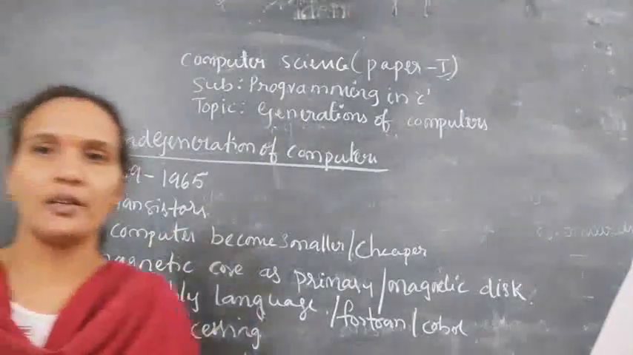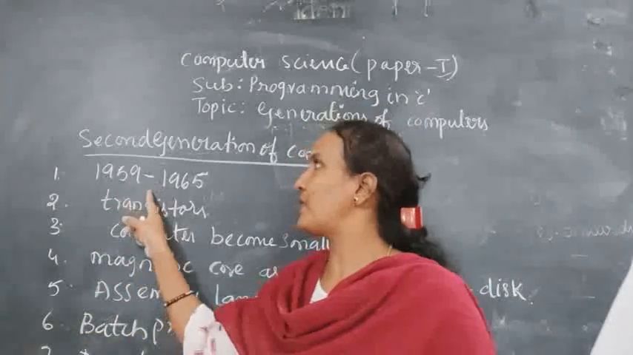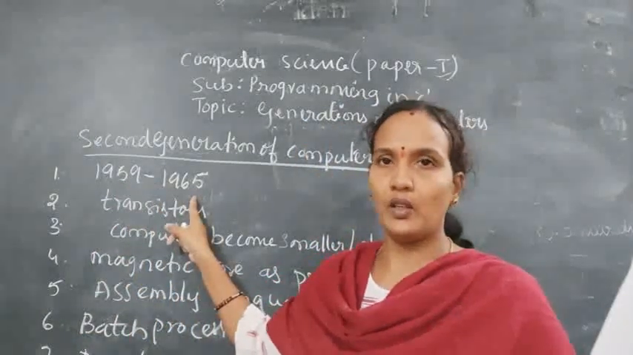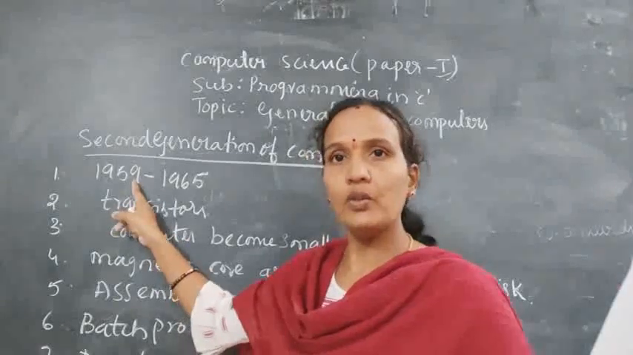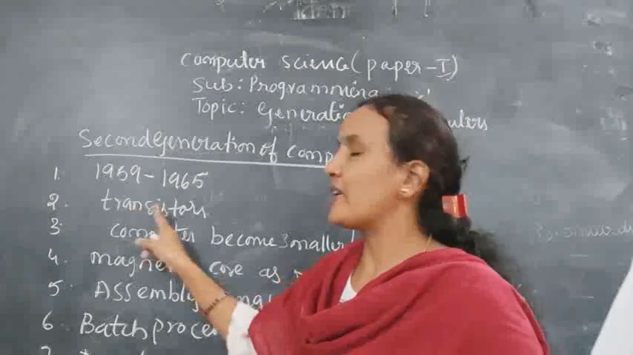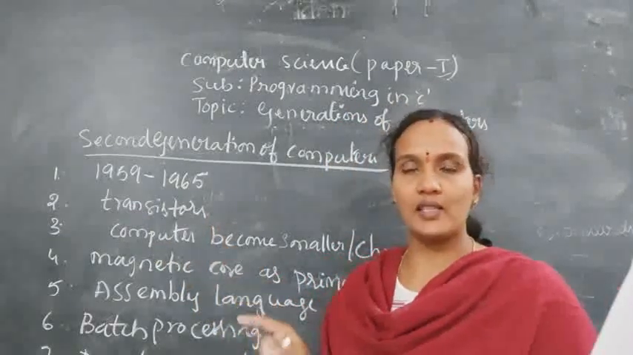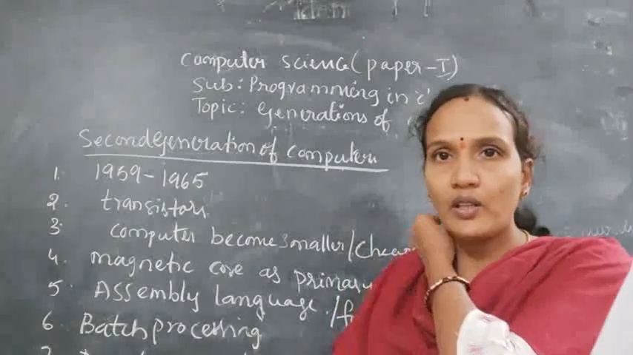Come to the second generation computers. The second generation computers, the period was 1959 to 1965. Okay, so 1959 to 1965. What technology they used? Transistors. But in the first generation computer, what technology they used?